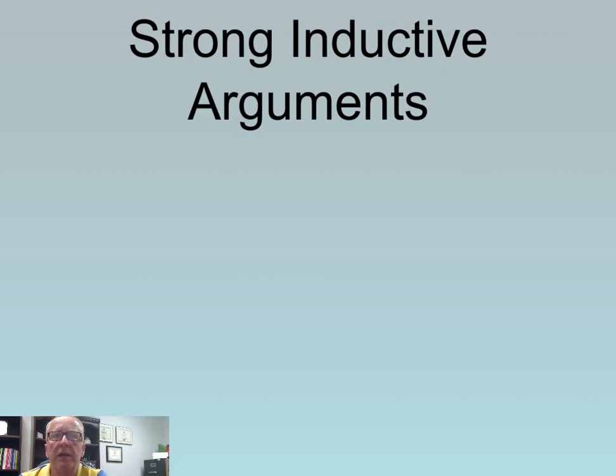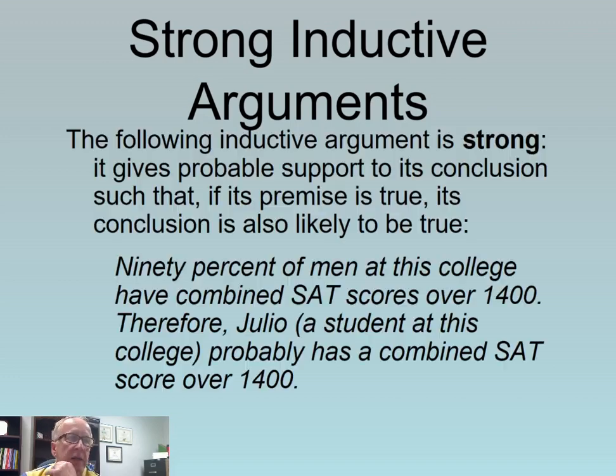Now, strong inductive arguments are strong, and they give probable support, all right? So let's look at this probable support that we're talking about with inductive arguments. Now, the following is an inductive argument, and it's strong, so let's look at it. 90% of men at this college have combined SAT scores over 1400. Therefore, Julio, a student at this college, probably has a combined SAT score over 1400. Now, that's a strong inductive argument.